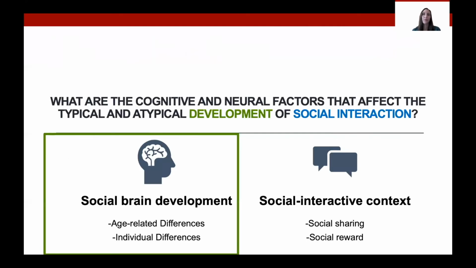So overall, we've demonstrated that movie stimuli can provide new insights into the development of the social brain. And we've begun investigating how these changes may be related to individual differences in social abilities.